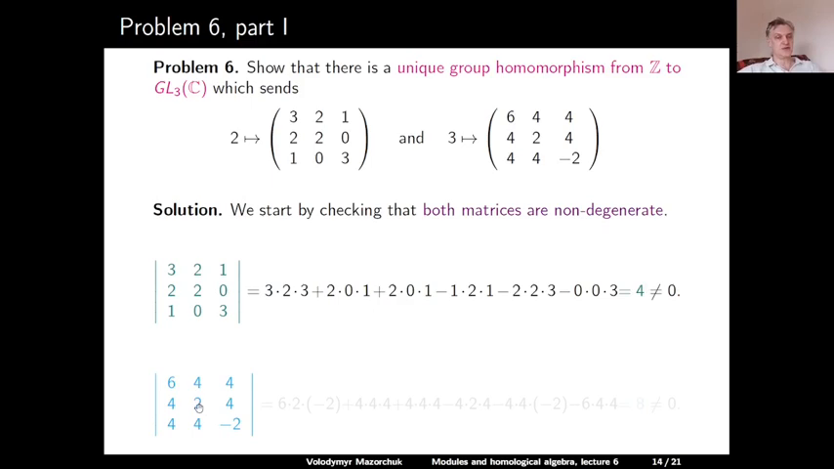Similarly, the determinant of the second matrix is the following expression. So the diagonal gives us 6 times 2 times minus 2, plus 4 times 4 times 4 twice, minus 4 times 2 times 4, minus 4 times 4 times minus 2, minus 6 times 4 times 4. And this is equal to 8, which is again non-zero. So this matrix is also non-degenerate.